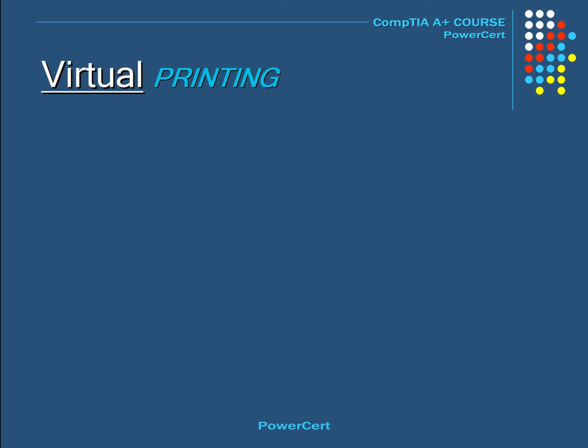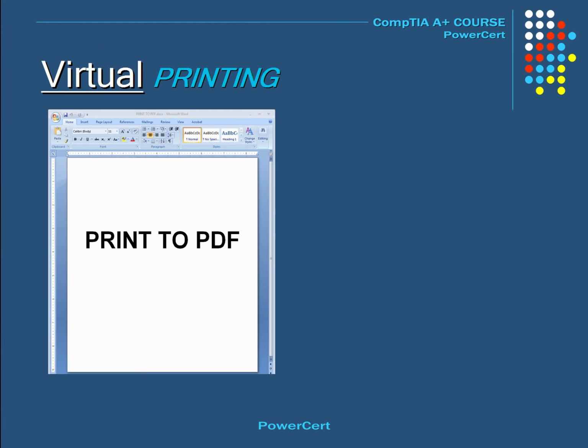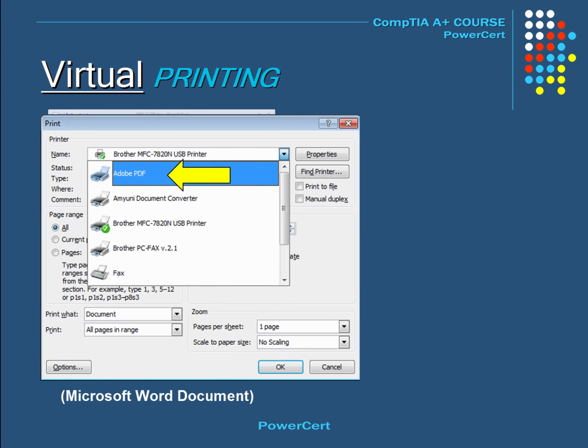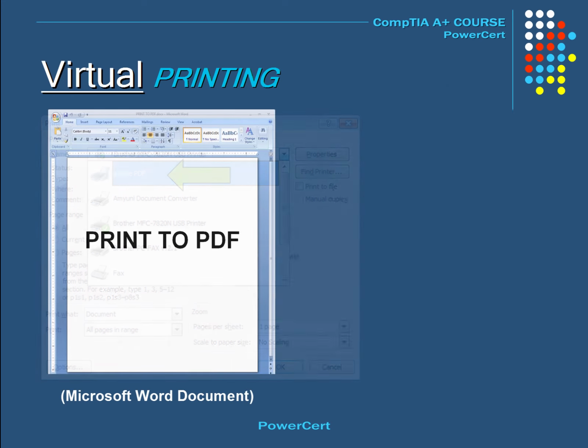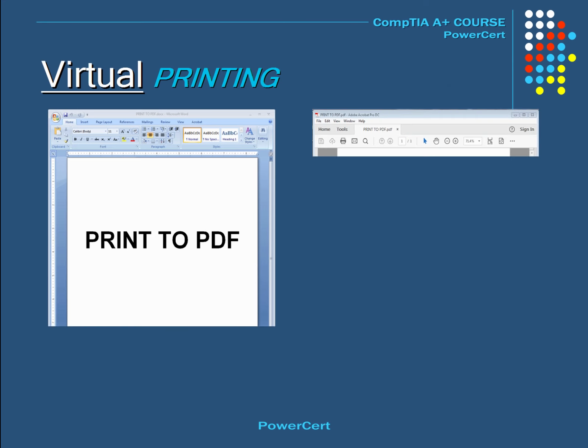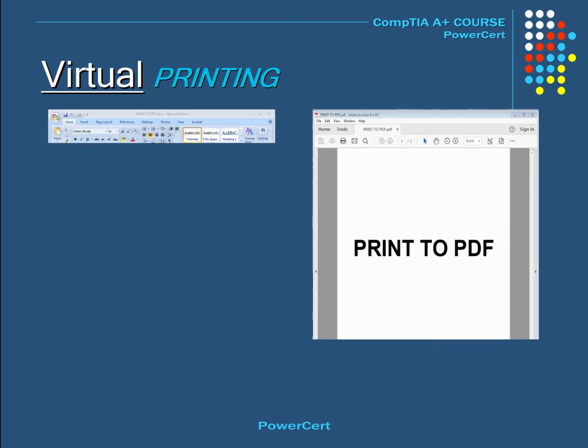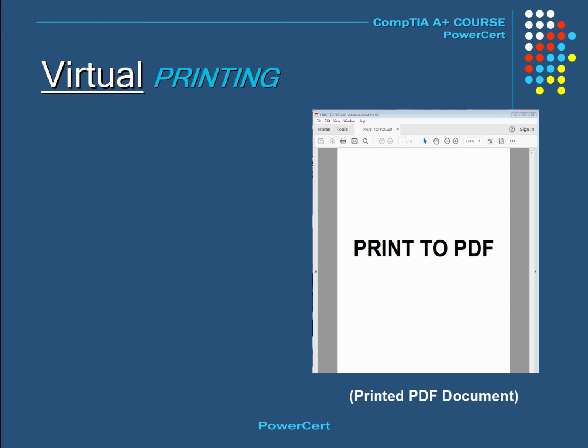Another form of virtual printing is called print to PDF. PDF stands for Portable Document Format. Printing a file to PDF prints a virtual document into a format that's universally readable across all devices, whether it's PC, Mac, or smartphones. And then once it's printed to a PDF, the file can be transferred to different devices, such as through email or through a flash drive.